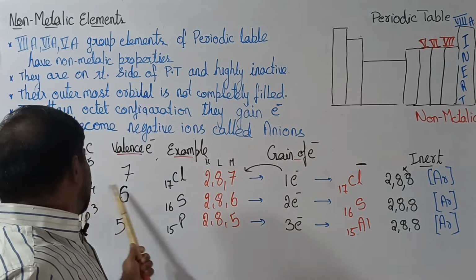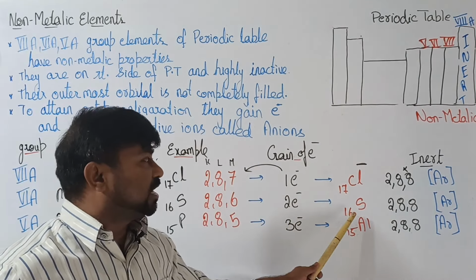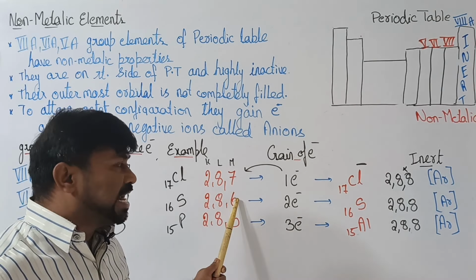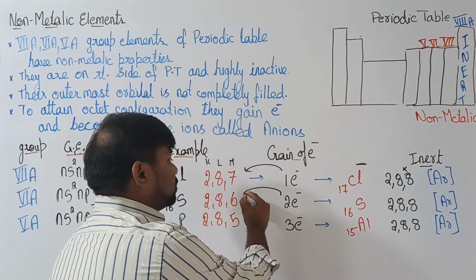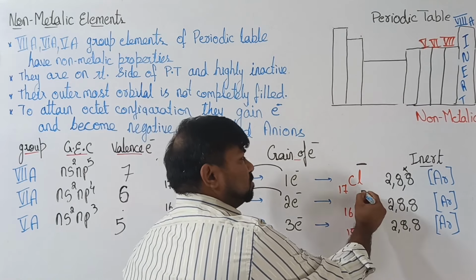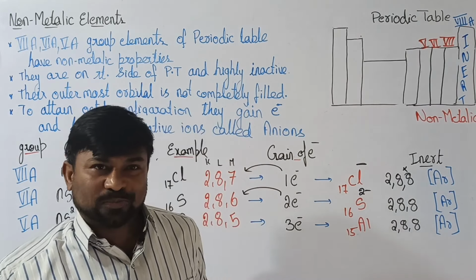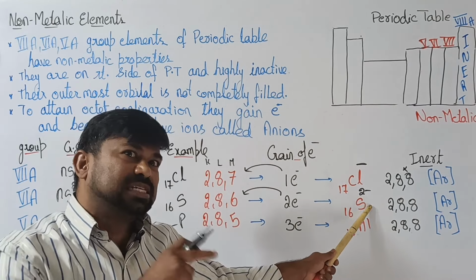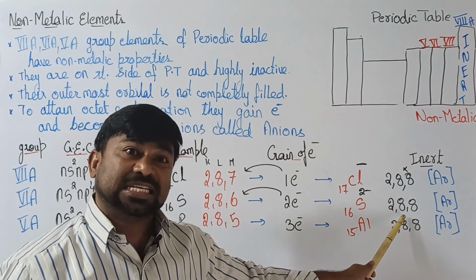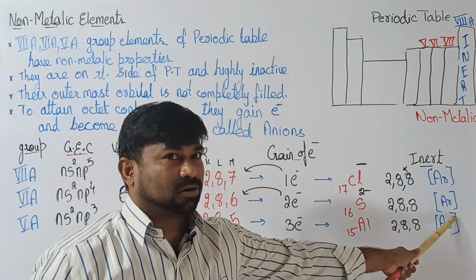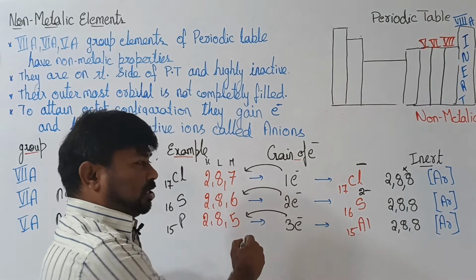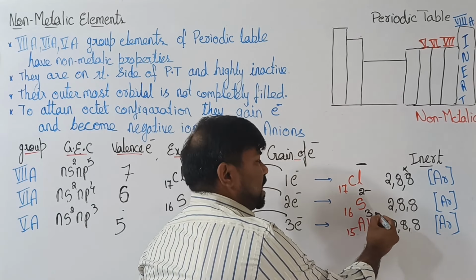In the same way, for the 6A group elements, we have taken the example of sulfur. To fill the outermost orbital with 8 electrons, it gains 2 electrons. When it gains 2 electrons, obviously it becomes di-negative. Earlier it had 16 electrons, now 2 more are gained in the outermost orbit, so altogether it has 18, like the nearby inert gas argon. In the same way, phosphorus gains 3 electrons and becomes tri-negative.